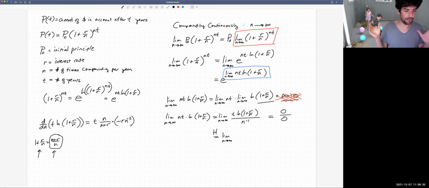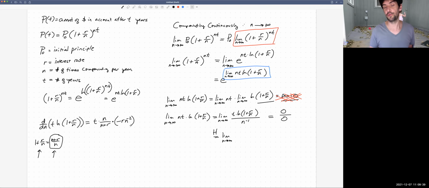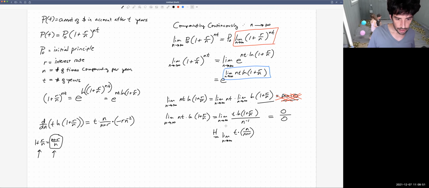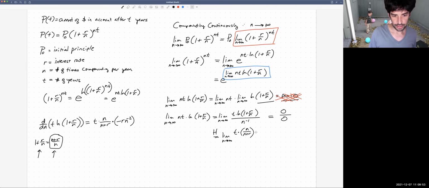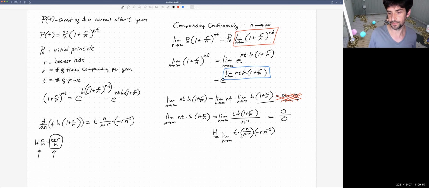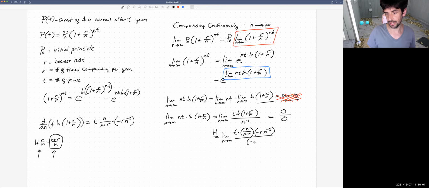You don't have to do that. You can use one formulation and just take the derivative as it is one way, but this seemed a little bit easier to me. So what do we end up with in the numerator is t times n over n plus r. We've got negative r n to the negative 2. In the denominator, I've got negative n to the negative 2.